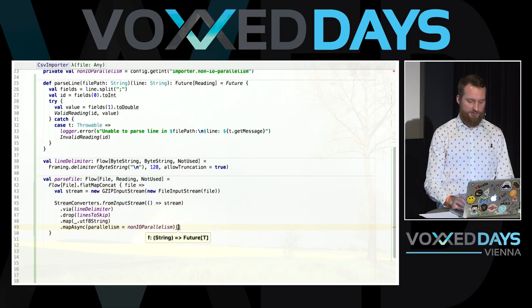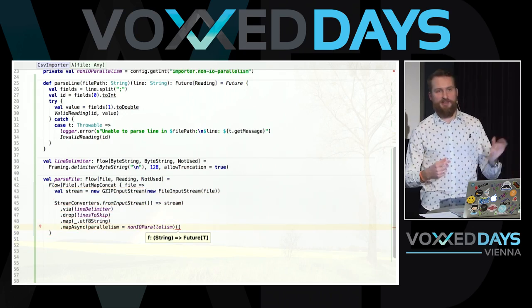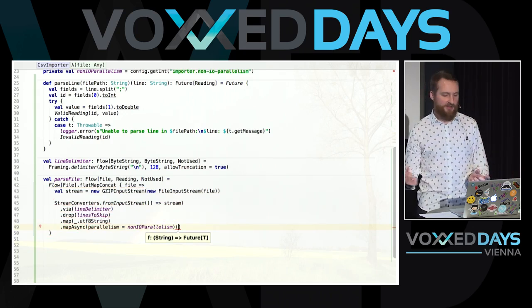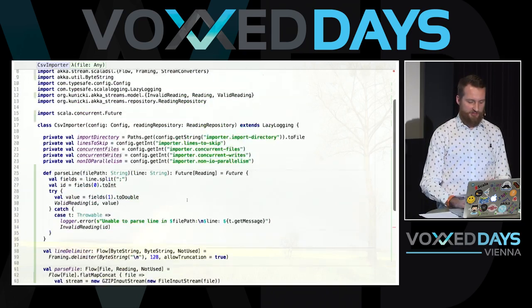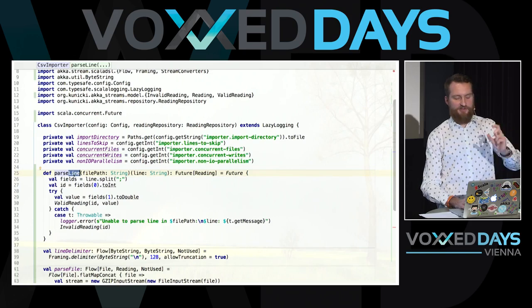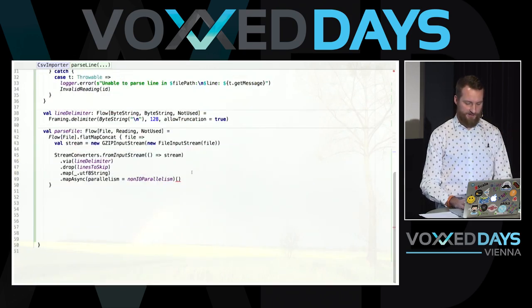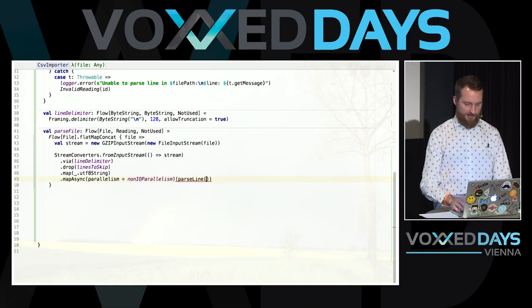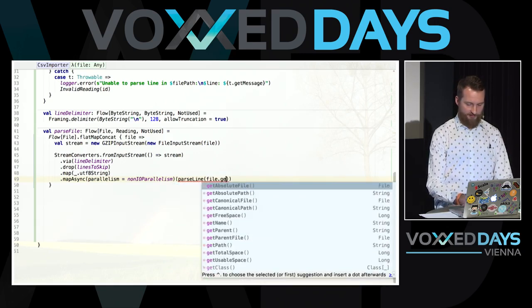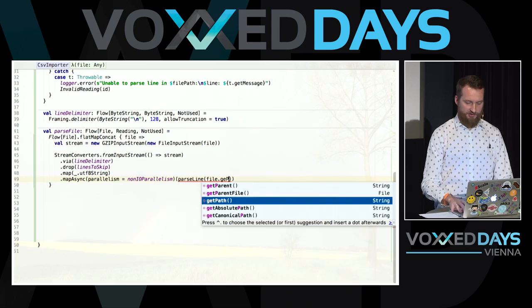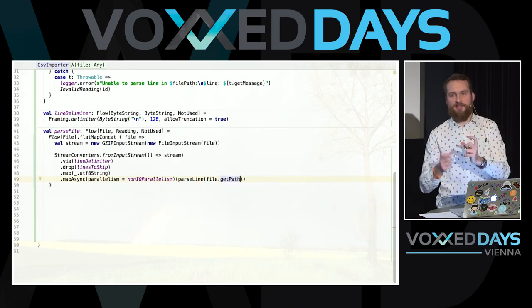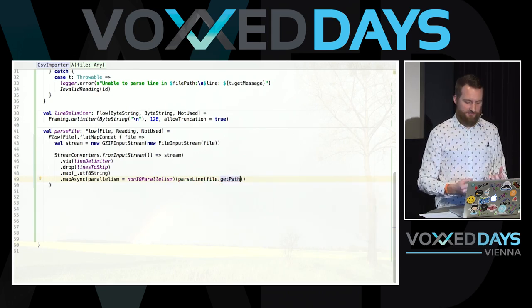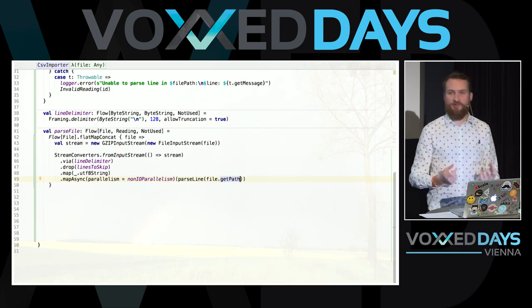And then we need to pass the actual function that takes a string and returns a future. So the function we defined at the very beginning, the parse line one, actually does this. Well, actually, after applying the file path to it. So we'll say parse line. Here we call it with file get path. And what it returns is the function that takes a string and returns a future of reading. So this is the processing step.